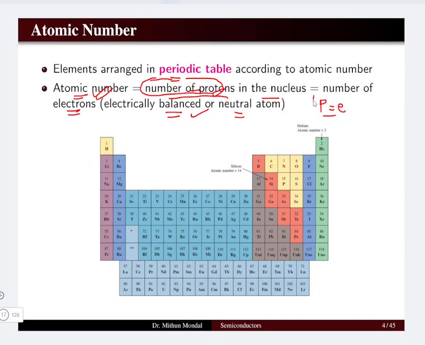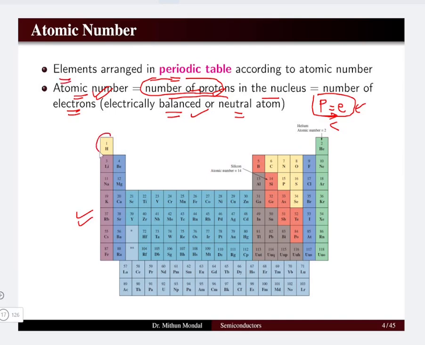However, if there is any change in the number, whether protons is more than electrons or less than electrons, then it will be a charged particle. So this is the periodic table where all the elements are arranged as per the atomic number.